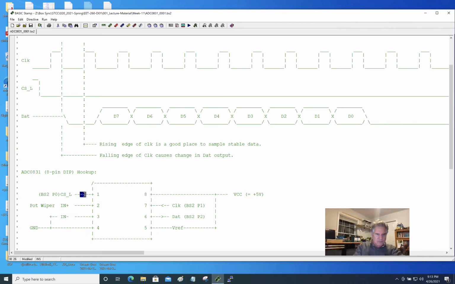Yeah, something like that I think is the right way to do that. So these arrows indicate that the BS2 is driving the chip select low signal, or chip select active low signal, and the clock signal, and the DAT, or data line, is being driven back from the analog to digital controller back to the BS2.